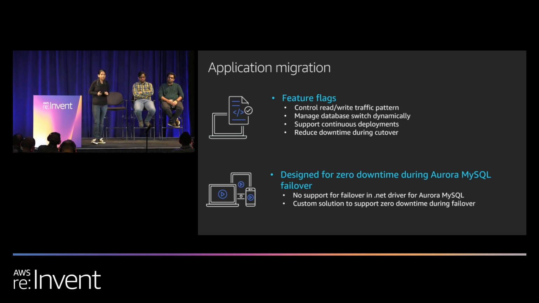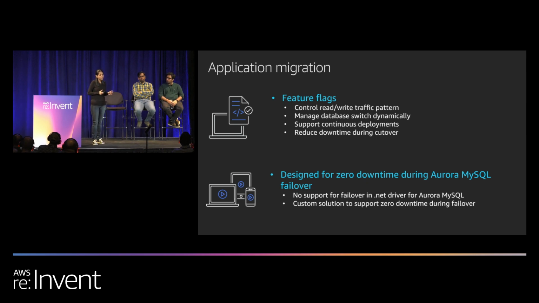One of the crucial requirements we had was to support seamless behavior of the application during Aurora MySQL failovers. Now, a failover is an event where a secondary node is promoted as a primary node, based on its priority, in case the primary node is unhealthy.